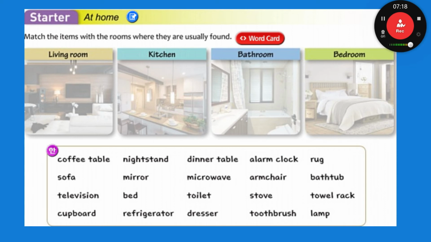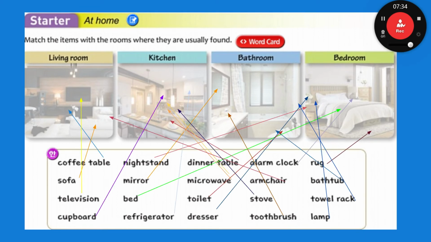The TH sound in bathtub, you stick your tongue in between your teeth. Bathtub. Towel rack. Lamp. Okay, match the items with the rooms where they're usually found. Here are the different places where they are found.